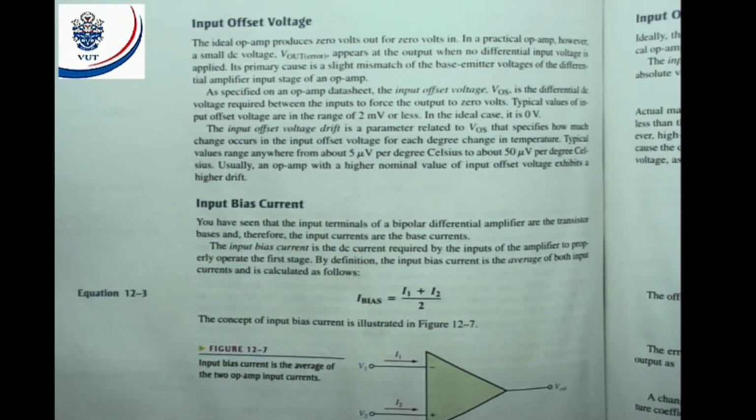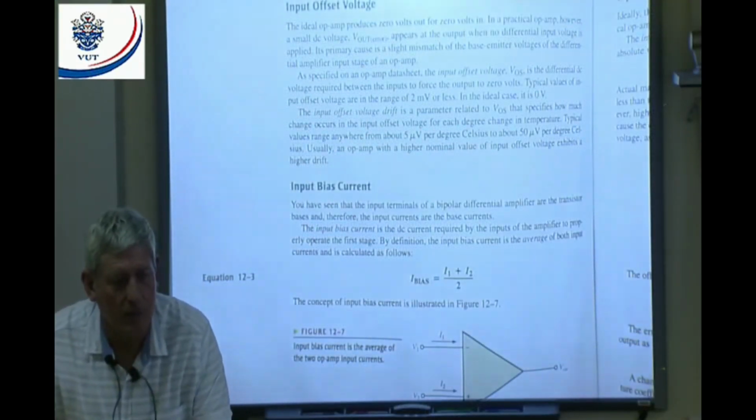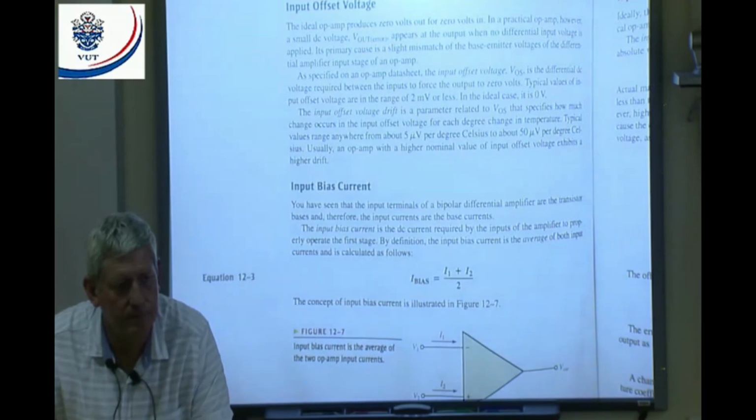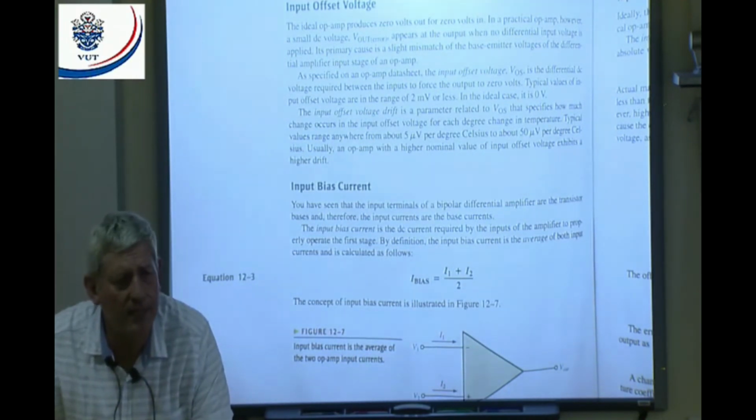All right, next part, input offset voltage. Now, if I apply 0 volts to the input of an op-amp, what should the output be? The output should also be 0, all right? But now we find that is not the case.